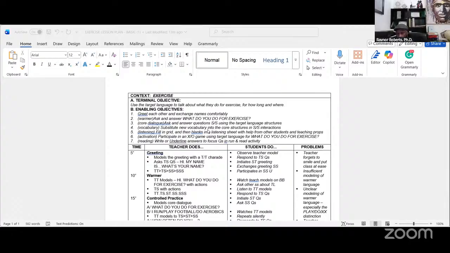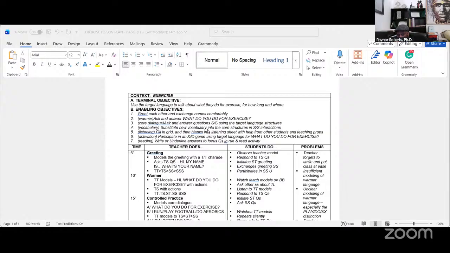You need to know this for sure. Every teacher must do this: every enabling objective must be SMART. Must be specific and measurable. Okay, what is measurable?